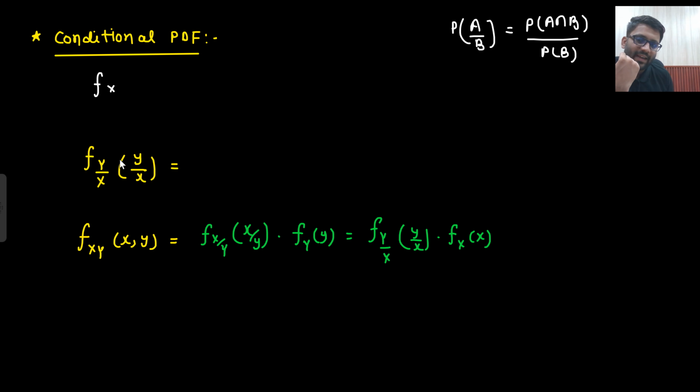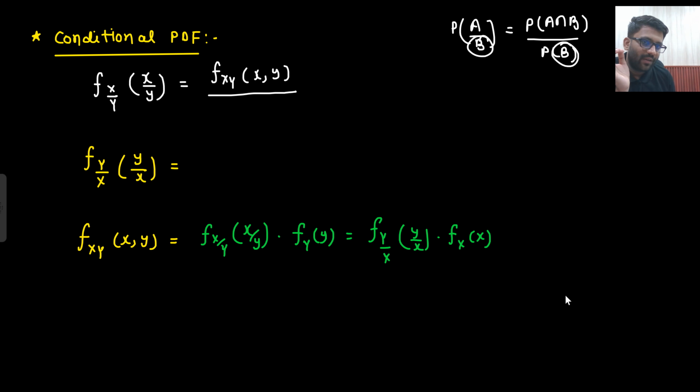The PDF of random variable x such that y has already taken some value, x given y. So don't be afraid of the notation. Just understand what they are saying. A intersection B means you need to consider x and y together. That means you need to write down the joint PDF of x and y divided by the probability of B.